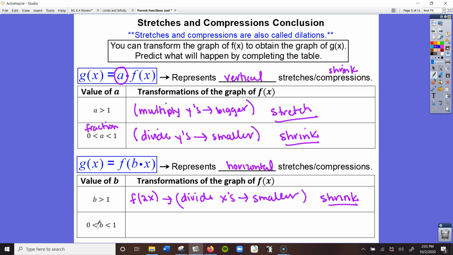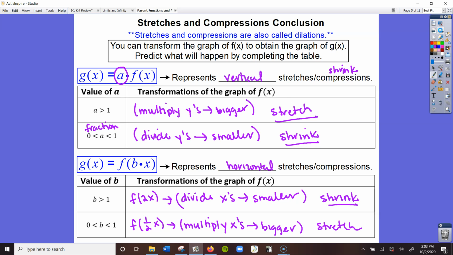And then if you have a fraction on the inside, so let's say f of half x, you're in fact not dividing, but you are multiplying, because that is the opposite. So if you're multiplying the x's, that means it's going to get bigger. So this is the stretch.